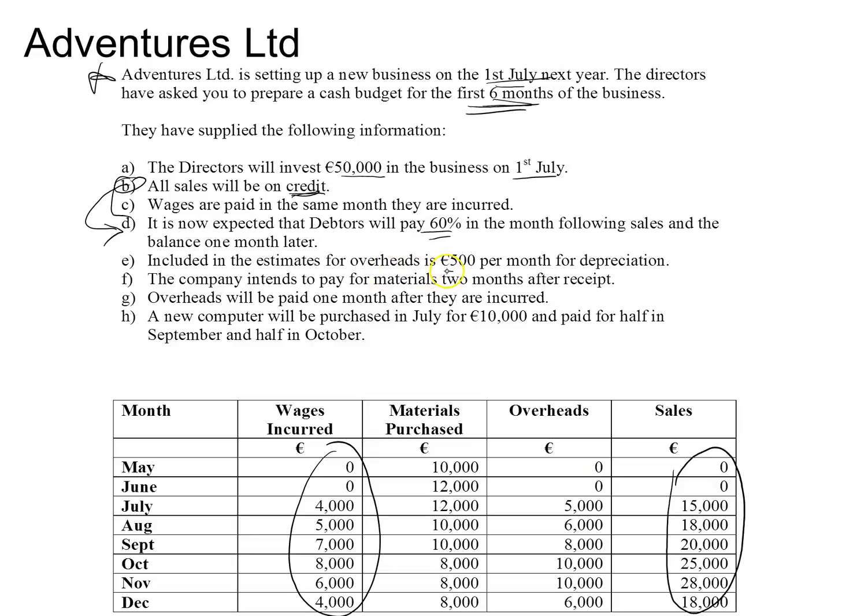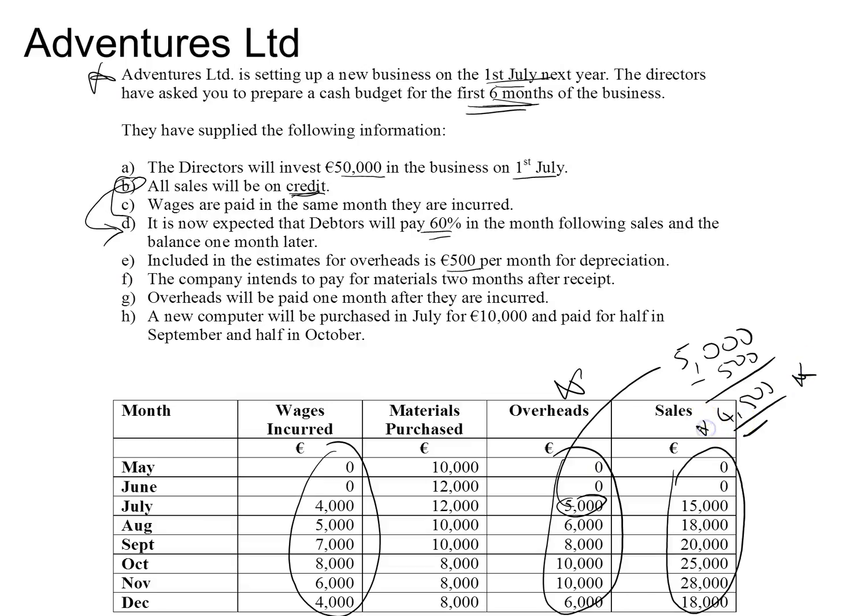Included in the estimate for overheads is $500 per month for depreciation. So there are the overheads. So 500 of that, these figures here, is depreciation. So in other words, that 5,000 there for the month of July includes depreciation. Depreciation is not a cash flow, so we need to take it out. It's not a cash movement, never is. So if it's in the figures, you need to take it out. So therefore the overhead figure for July will be 4,500, for August 5,500, and so on down.